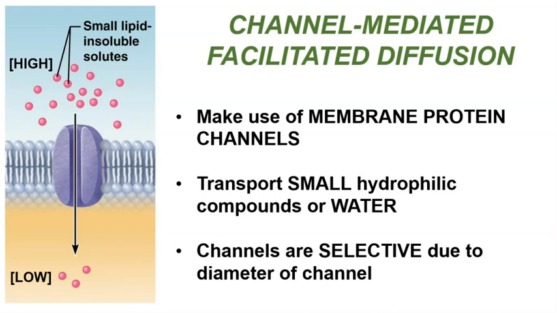The channels themselves are very selective about what can go through them due to the size or the diameter of the opening in that channel. So only very small elements can get through the smallest diameter openings, while slightly larger elements or molecules require larger channels to pass through. Keep in mind that this process is still diffusion, so substances, once again, are moving from regions where they are high in concentration to where they are low in concentration.